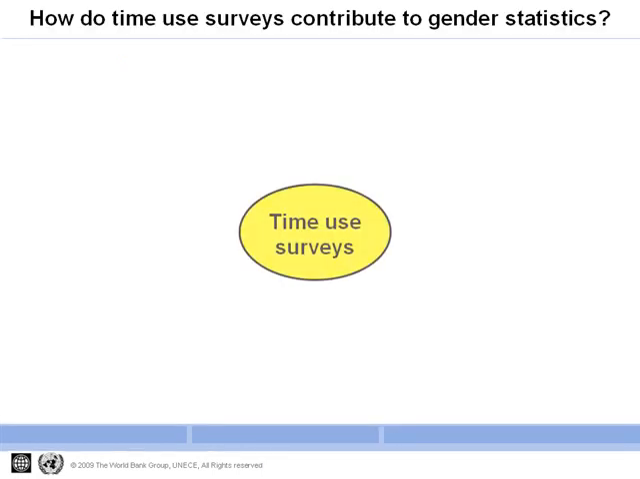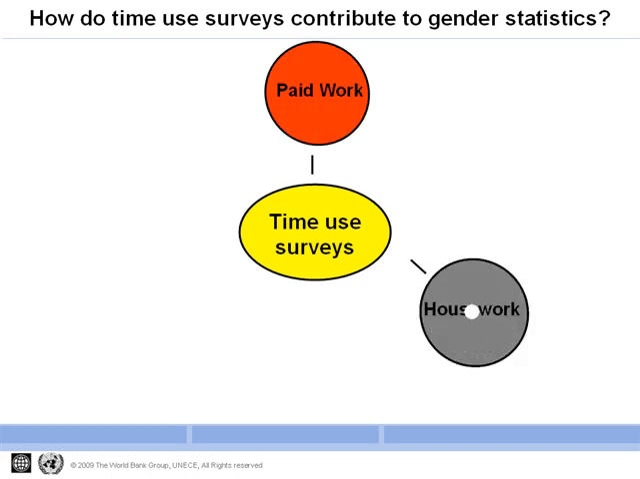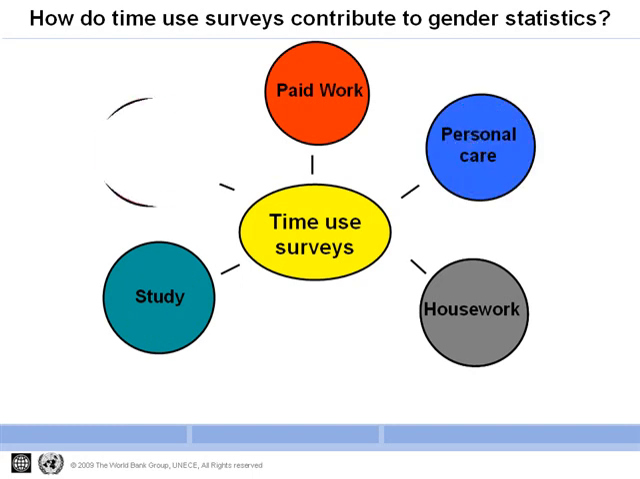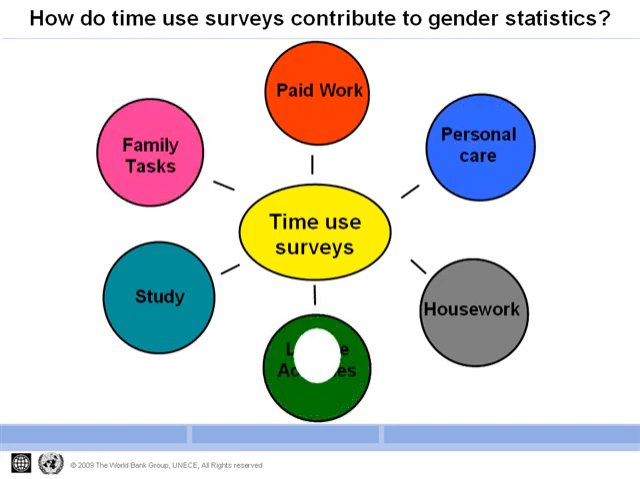Time use surveys collect information on how people allocate their time among different types of activities during the day and provide a detailed picture of people's daily lives. In gender statistics, time use surveys represent a useful source of information for investigating how women and men divide their time between paid work, housework, study, personal care, family tasks, and leisure activities.